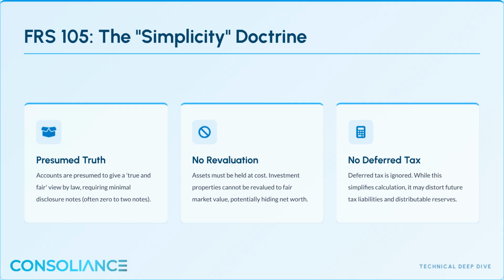Under FRS 105, assets must be held at cost. If you bought a commercial property 10 years ago for £200,000 and it's now worth £500,000, FRS 105 forces you to show it at £200,000, less depreciation. You are effectively hiding your own net worth. This, quote, black box approach can be a red flag for lenders.